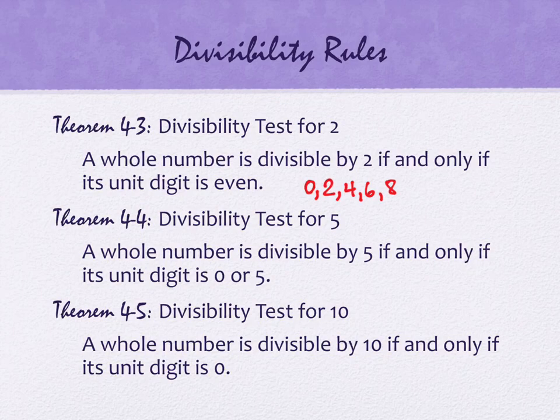Okay, so 0 will divide by 2, 0 will divide by 5, 0 will divide by 10. And so will anything that ends in zeros. It will be divisible by those values.